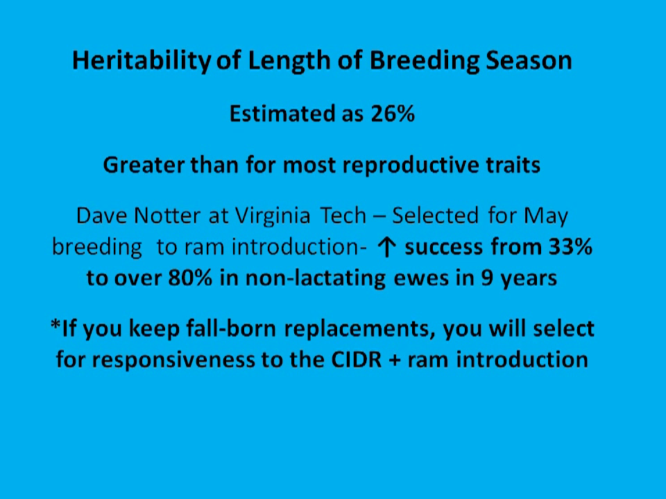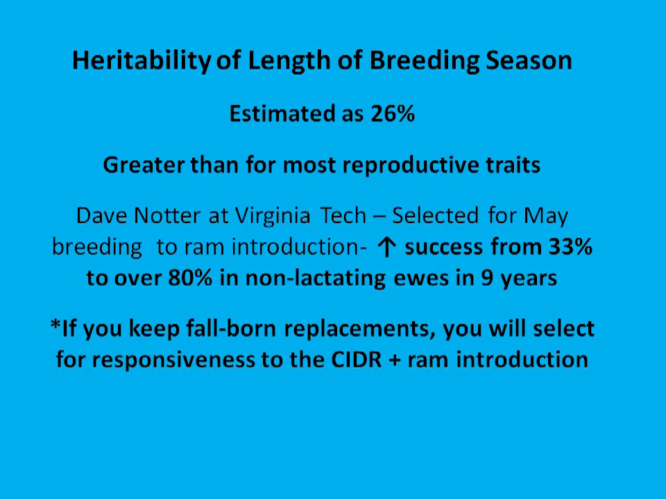So, the other thing that we know from this early work is that the length of the breeding season is a heritable trait. It's probably the most heritable of any of the reproductive traits. Twinning rate's only 10 to 15% heritable. But length of the breeding season, the estimates are around 25 to 26%.